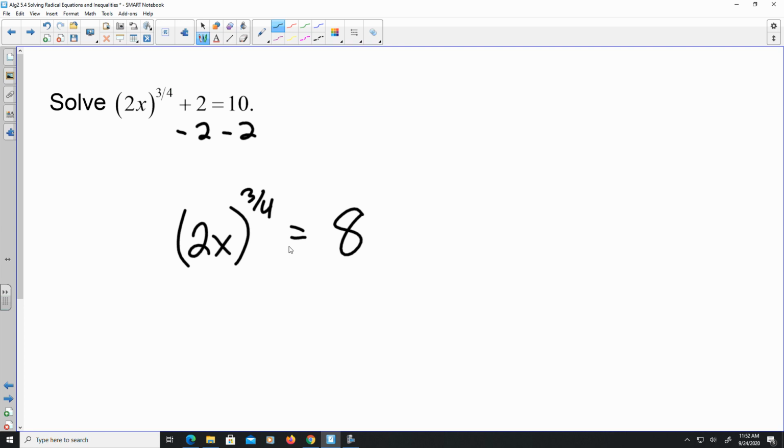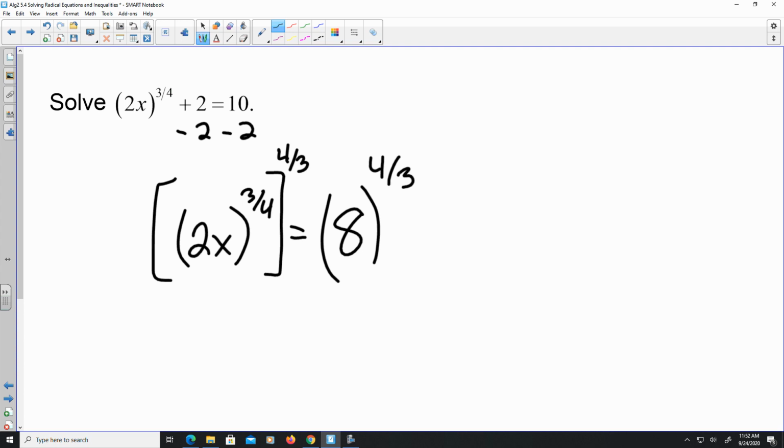Now, what we want to do is get that variable to have an exponent of 1. So what we're going to do is raise it to a power that's going to make it 1. So I'm going to raise it to the reciprocal of 3/4. So that's why I'm going to raise this to the 4/3 power. And since I did that to the left-hand side, I must do that to the right-hand side as well.